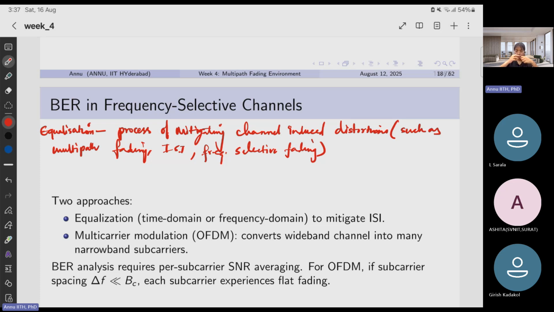In 2G, DFE and MLSE equalization in the time domain is used, whereas in 3G and 4G, rake receivers and turbo equalization are used. In 5G and 6G, OFDM with one tap per subcarrier equalization is used, and advanced MIMO equalization is used, like massive MIMO, with linear equalization like zero forcing and MMSE extended to the multi-antenna case.